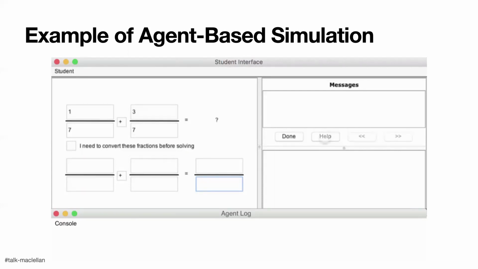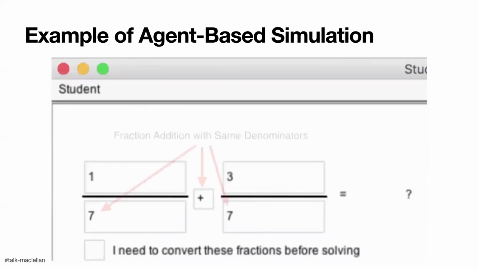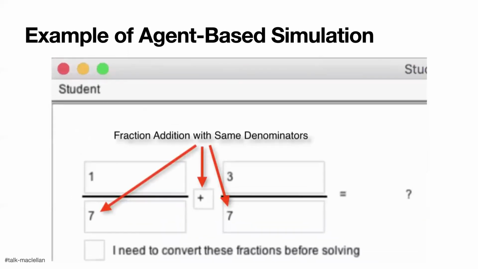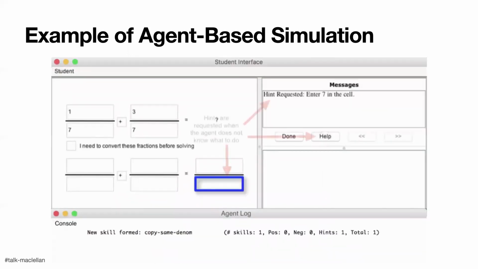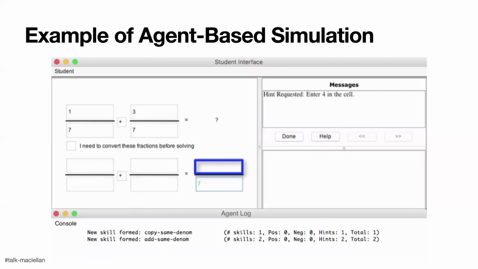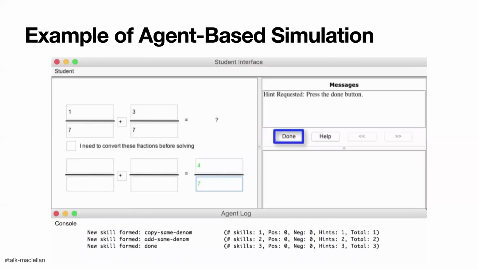So first, the agent receives a fraction addition problem with same denominators. And initially, the agent doesn't really have any knowledge, so it starts off by just asking for a hint. And in this case, when it asks for a hint, the tutor tells it to put a 7 in the box. And from this, it constructs an explanation of that 7, and then it compiles that into a new skill. And this process repeats for the numerator and then also for the done button.